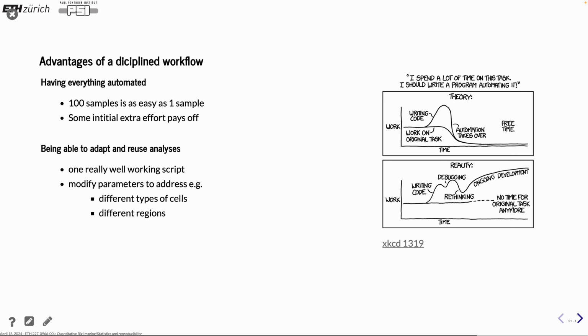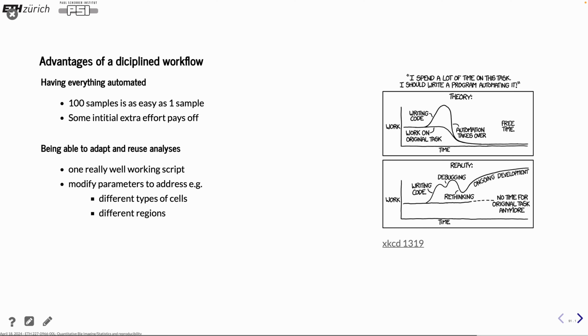So, what are the advantages of a disciplined workflow? First of all, having everything automated means that processing 100 samples is as easy as processing a single sample. Of course, you need to put some extra effort into making it that way, but it actually pays off when you start having large data sets.